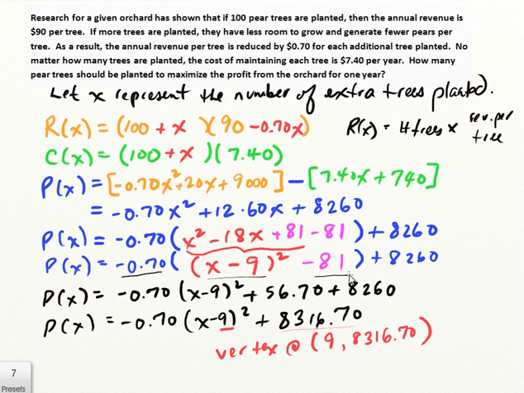And what does that mean? Well, remember when we started, we said let x represent the number of extra trees planted. So the x-coordinate of the vertex is 9, and that means there were 9 extra trees planted. So to answer their question to begin with, how many pear trees should be planted to maximize the profit? Well, we need our original 100 plus the extra 9, so the answer is 109. That's how many trees should be planted.